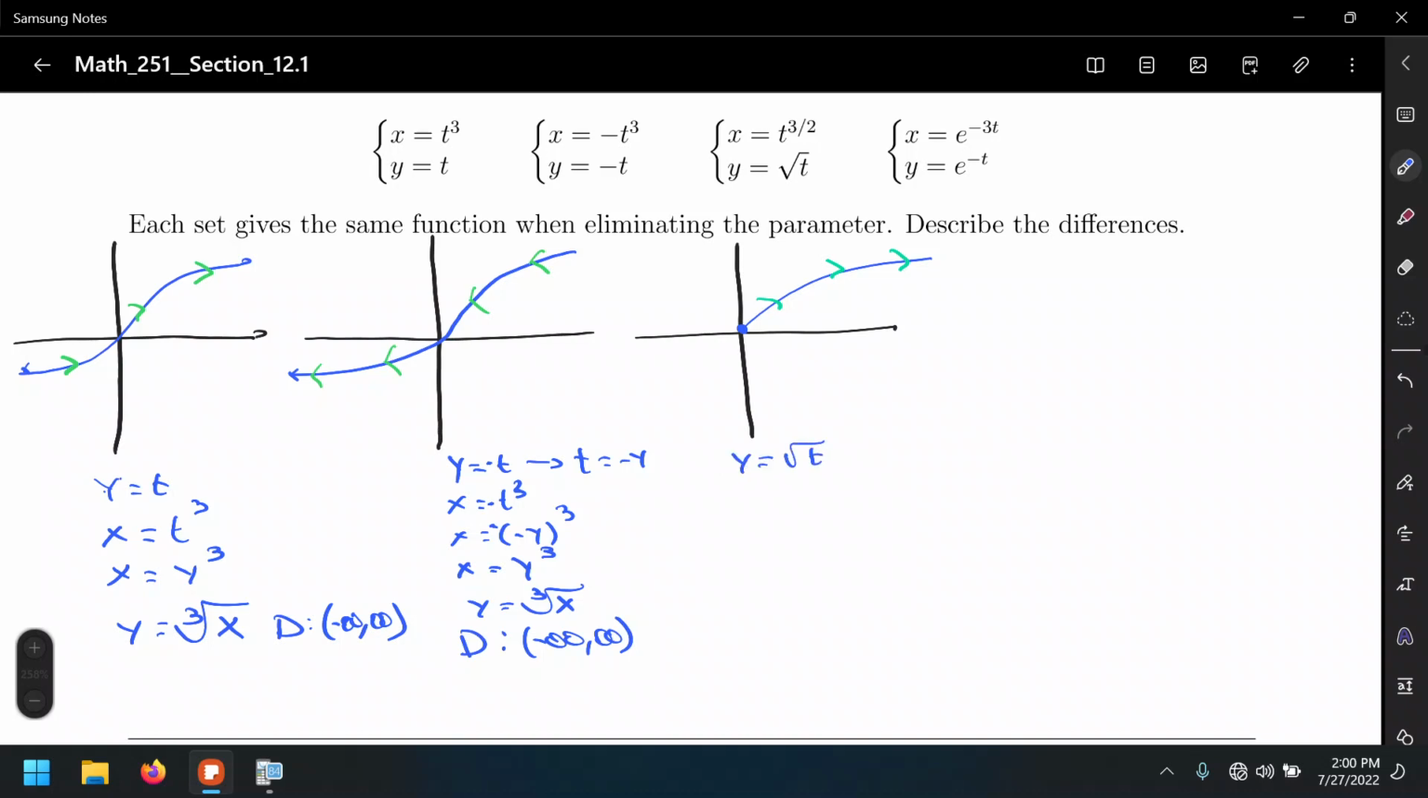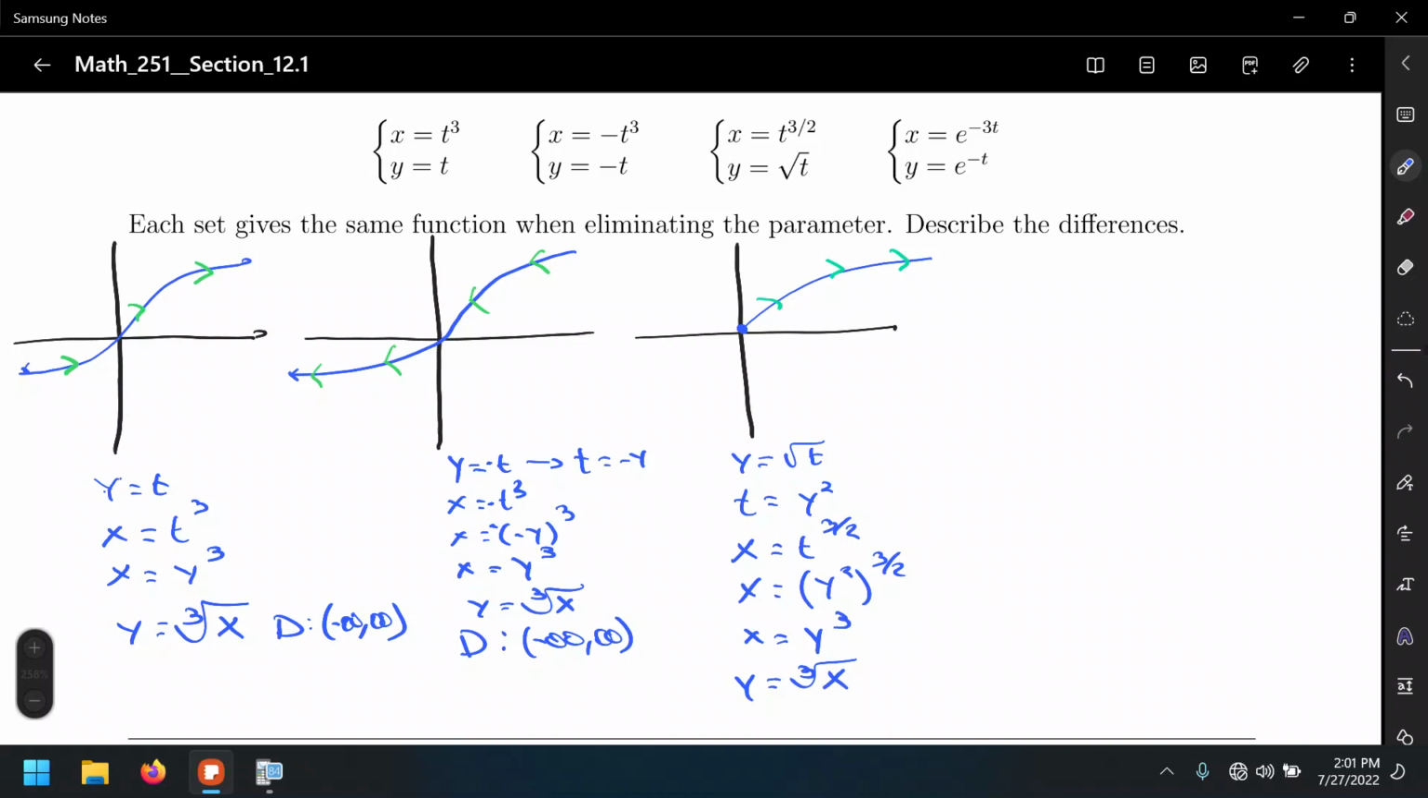Okay, but in this case, let's solve for t, which is going to be y squared. And then, from the equation x equals t to the 3 halves, replace t with y squared: x equals y squared to the 3 halves. See how the 2's cancel? That's going to leave us with x equals y cubed, which is the same as y equals the cube root of x. Alright?